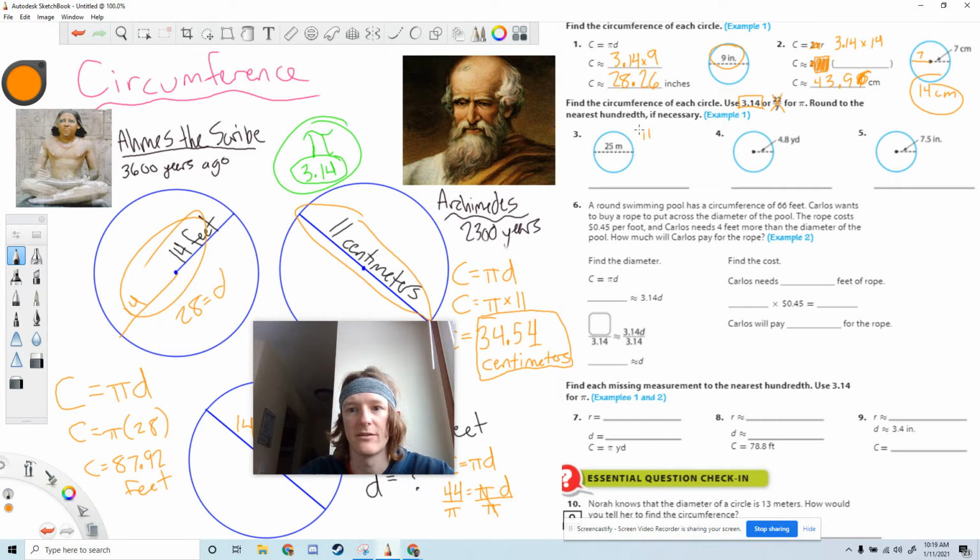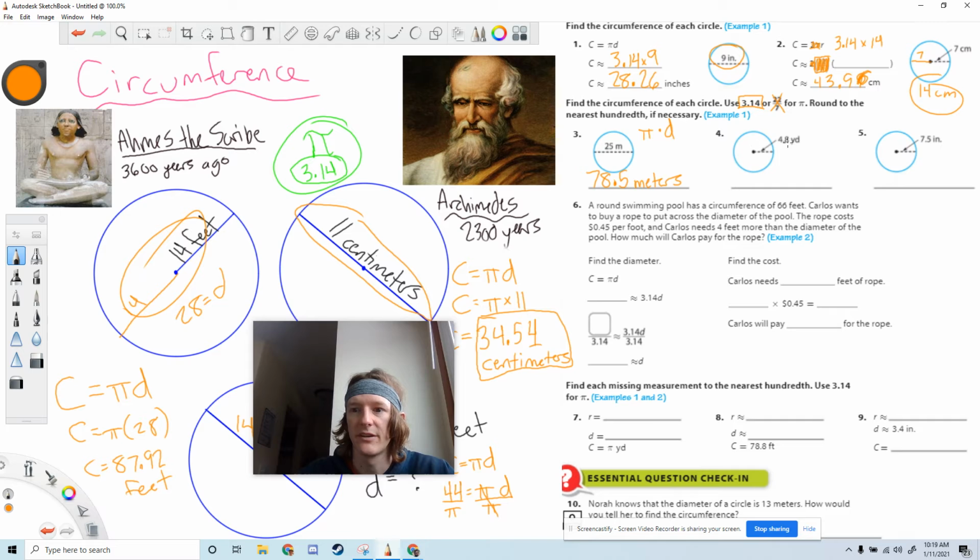Well, they give us our diameter. So pi times diameter, 25 times 3.14, we get 78.5. And you could put 50 if you want. It's not necessary. And then we'll say meters.